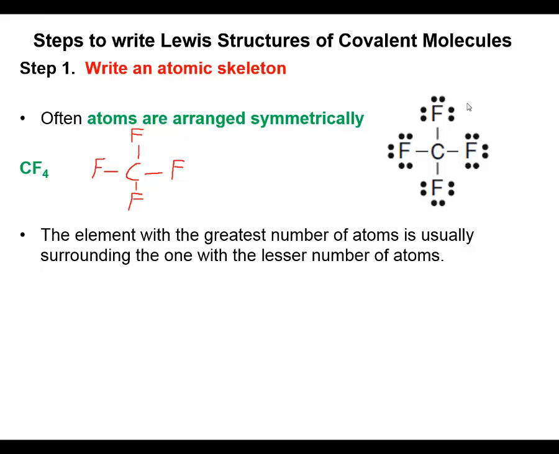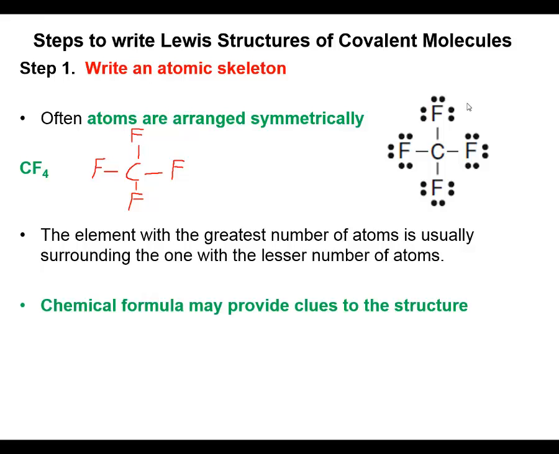Now, sometimes the chemical formula we're given may also provide clues to the structure. For example, consider acetic acid, which is a component in vinegar. One of the ways we might write it is CH3COOH. When I write acetic acid's formula this way, there are some hints about what the Lewis structure might look like. In fact, when I see carbon followed by the three hydrogens here, that's often a hint that when I draw the skeletal structure, I'll have a carbon and three hydrogens shown.